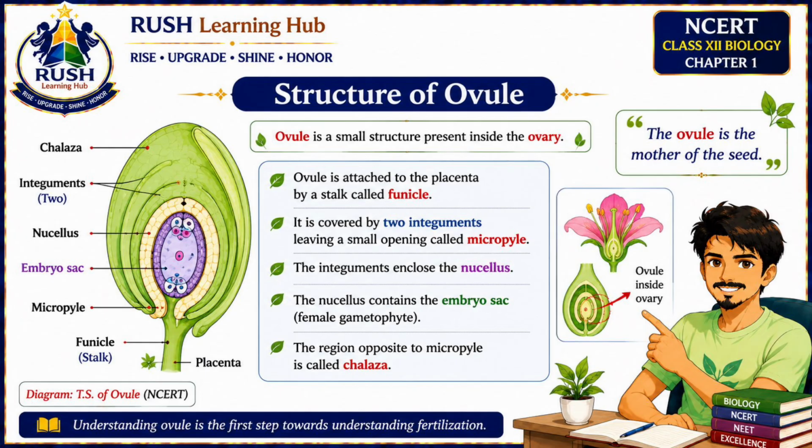The central region of the ovule is made up of a mass of cells called the nucellus, which provides nourishment to the developing embryo sac. Embedded within the nucellus is the embryo sac, which represents the female gametophyte of flowering plants. The region of the ovule opposite to the micropyle is called the chalaza. Thus, the ovule consists of important structures such as the funicle, hilum, integuments, micropyle, nucellus, chalaza, and embryo sac, all of which play vital roles in the process of sexual reproduction in flowering plants.